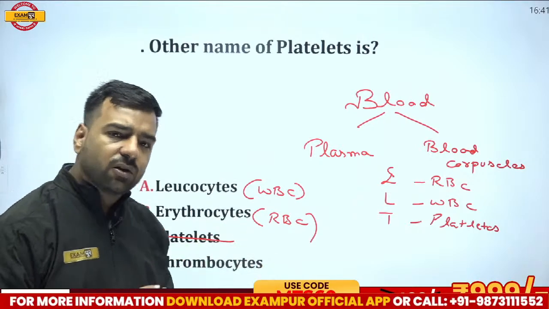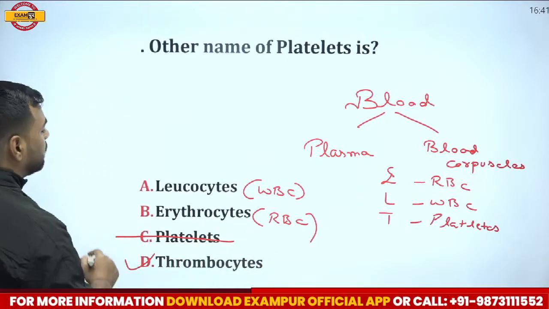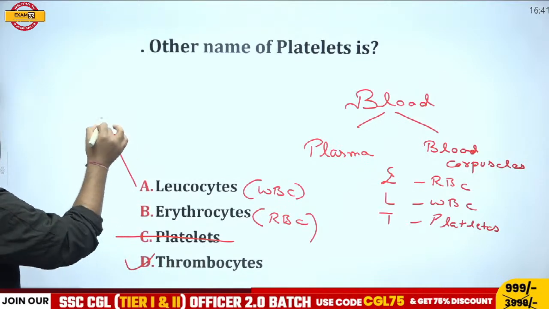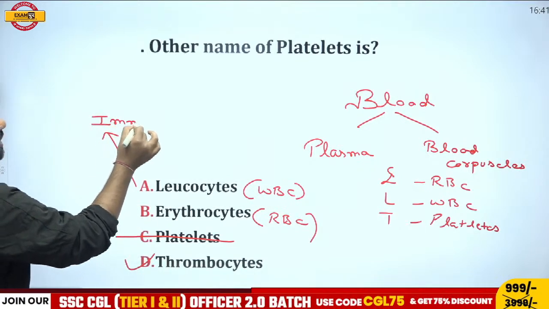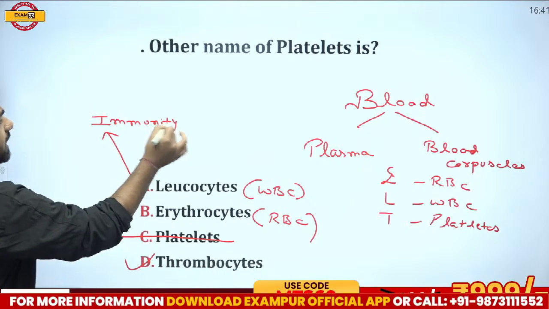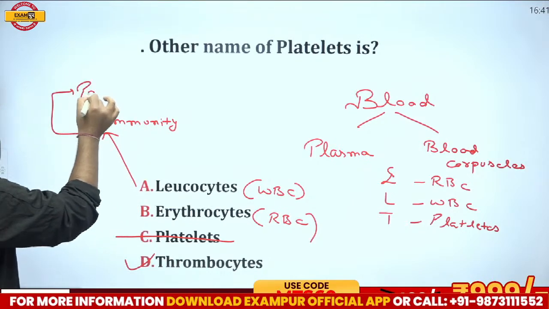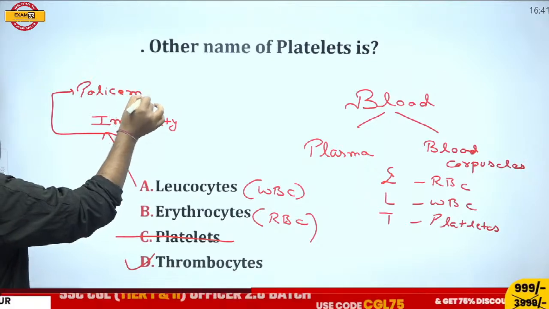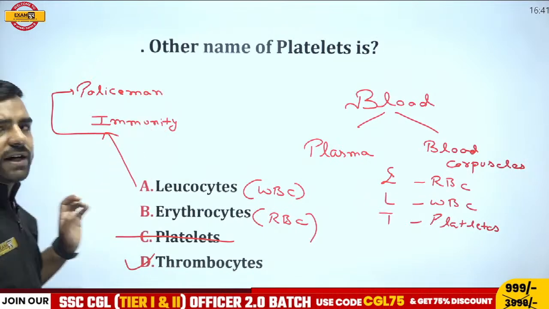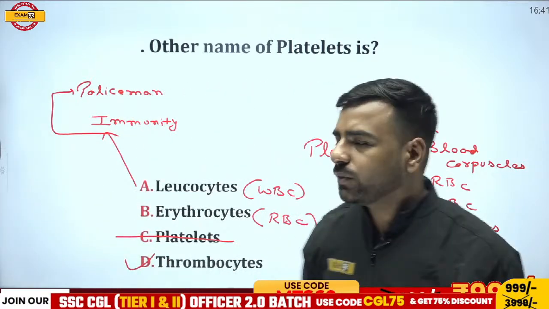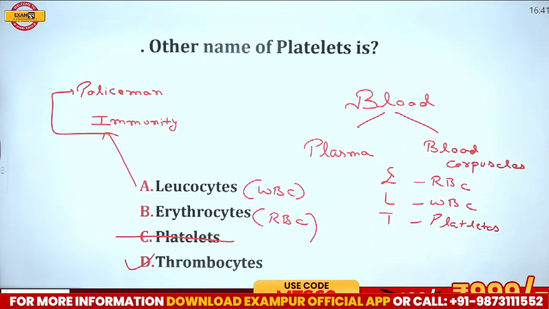Now another question can be what? They can ask you with only these options, which is the part which is giving you immunity, or it can be asked which is known as policeman of the body. Policeman. Why? Because it is fighting against those viruses and all. So in this manner you can relate it. So yes, here thrombocyte would be the correct answer.